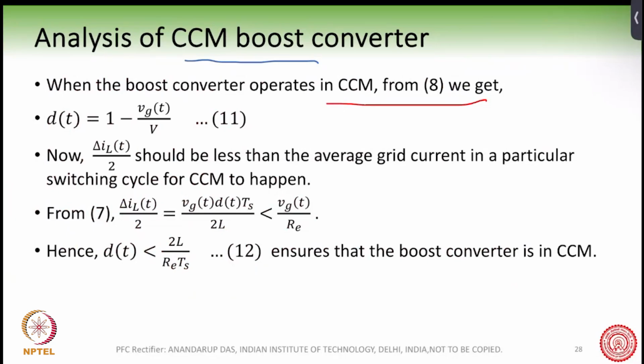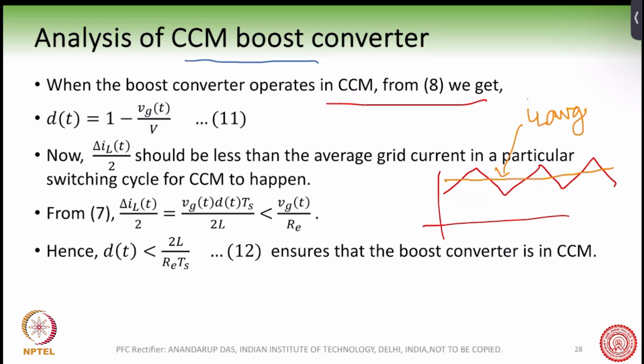Now, as I told you, we are operating in CCM mode. In this case, the waveform of the current will be something like this. It is not touching 0, which means the average value of the inductor current will be somewhere here. This is the average value of the inductor current, IL average. Obviously, because we are not touching 0, it means that delta IL by 2 should be less than the average grid current, because this is delta IL here.